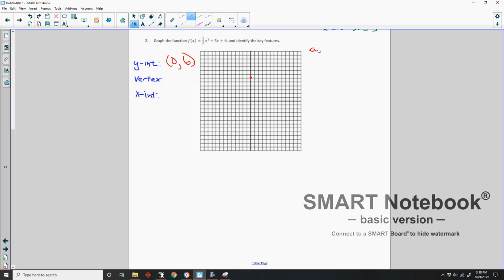So a equals 1/2. B is equal to 5. And C was 6. So I do x equals negative b over 2a. So I'm going to write the formula every time, that way we remember it, which equals negative b, which is negative 5, over 2 times 1/2. Well, that's just 1, so that's negative 5. So my vertex is negative 5, comma, f of negative 5.